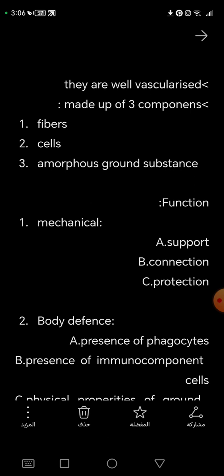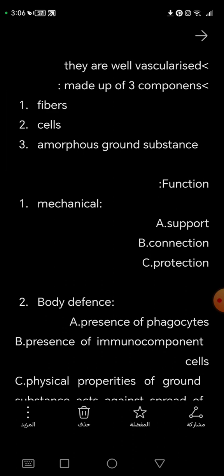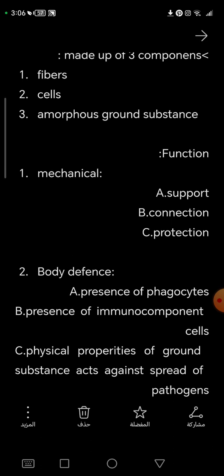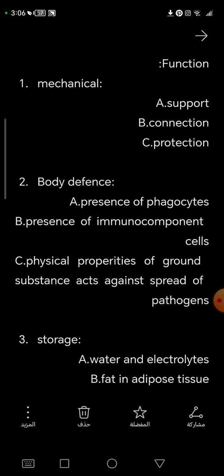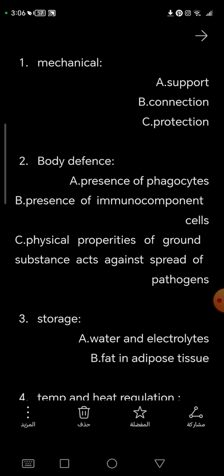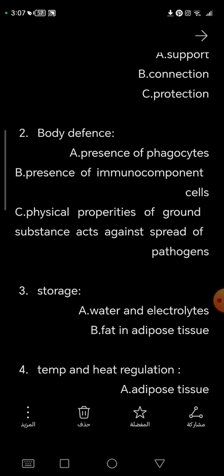First we have mechanical function. What's the mechanical function? A, it supports. B, it causes connection between, for example, muscle and bone. Protection. Okay, we have body defense. Number two, body defense. How do they defend the body? By the presence of, first, A, macrophages, phagocytosis. So what are the phagocytes? They engulf pathogens. So what are the pathogens? Bacteria, viruses, and fungi. Sometimes they have yeasts. It depends on the type of infection. The phagocytes engulf the pathogen. B, presence of immunocompetent cells. And physical properties of ground substance act against spread of pathogens.